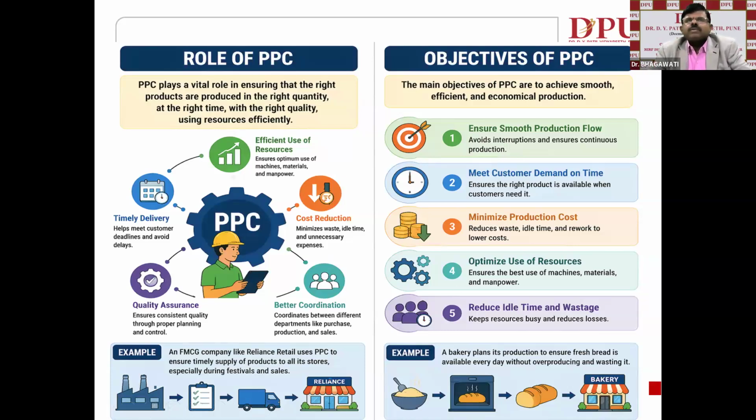Ensure the right products are produced at the right quantity, right quality, right time, using resources efficiently. Optimization of resources again. Timely delivery is important. Efficient use of resources, cost reduction, better coordination among employees, and coordination between different departments like purchase, production, planning, sales, marketing. There should be proper cooperation as well as coordination. Then you have to check for the quality. Quality is very important.